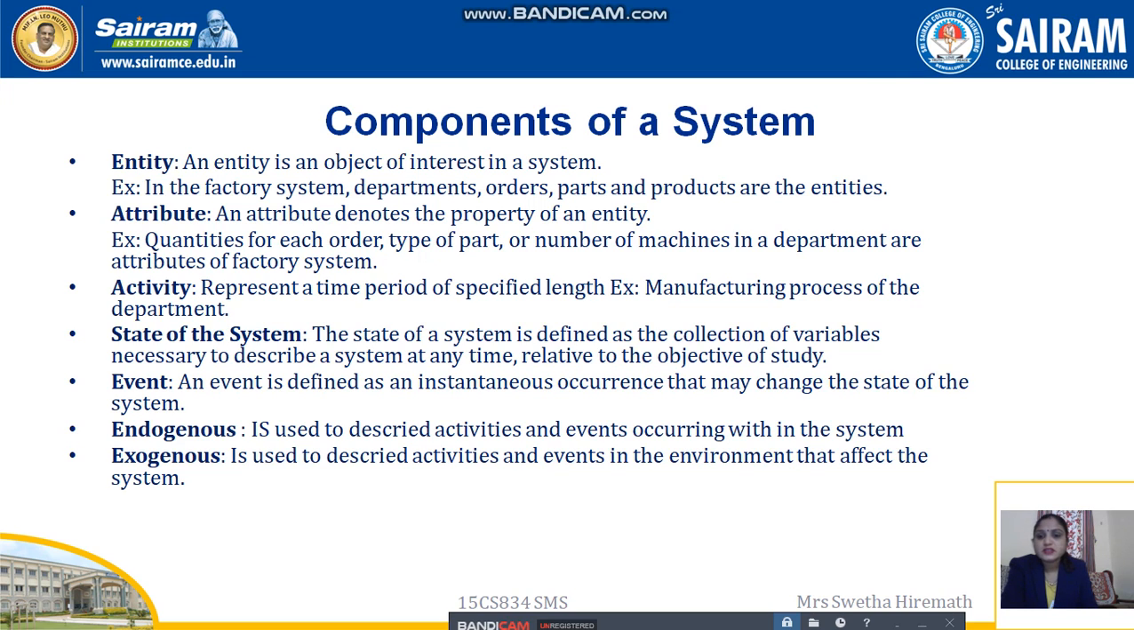These events may be endogenous or exogenous events or activities. Endogenous is used to describe the activities and events occurring within the system. Endogenous means within or inside the system. Exogenous is used to describe the activities and events occurring outside the system, in the environment, which will affect the working of the system.